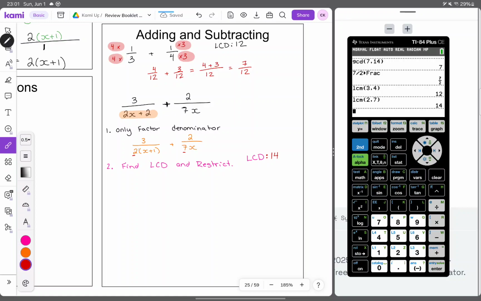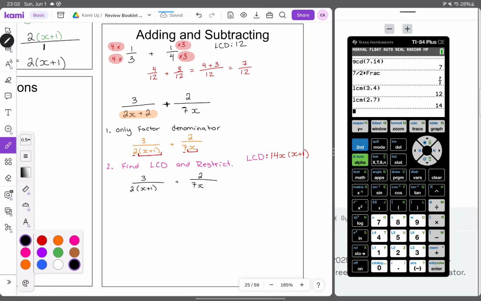I can see here I have an x plus 1 on this side, and I have an x here. So my lowest common denominator needs to have one of each of those. So I need to have an x, and I need to have an x plus 1. All right. So what we have to do is figure out what do I have to multiply each of these denominators by to get it to my lowest common denominator?